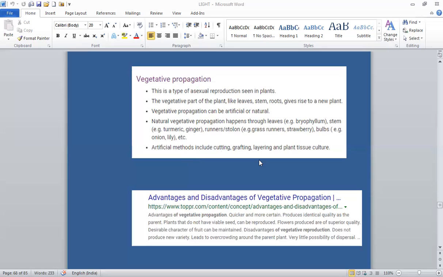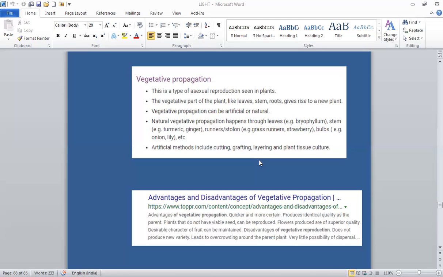In cutting, we cut short pieces of stem or root or leaves which are planted in moist soil. In the moist soil, the cutting develops roots and its buds sprout to form new plants. Bougainvillea, raspberry, and sugarcane are grown by cutting. Then layering, another artificial method.